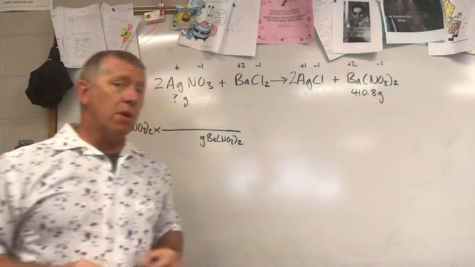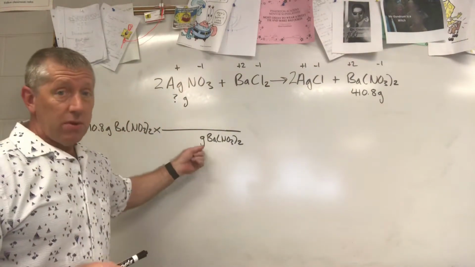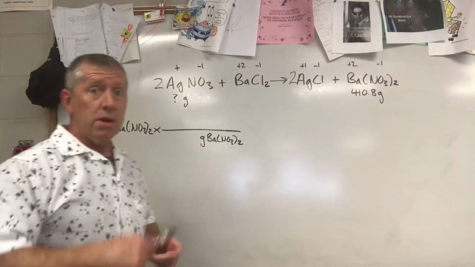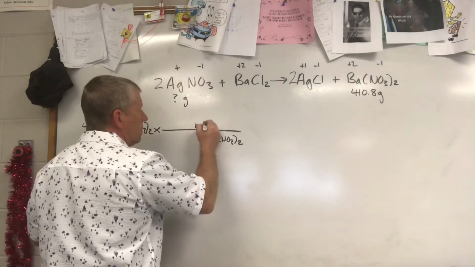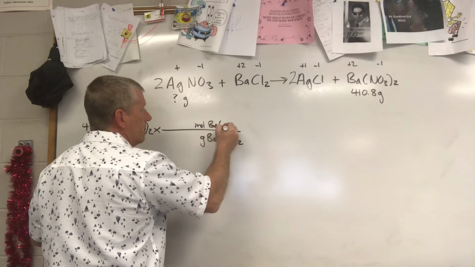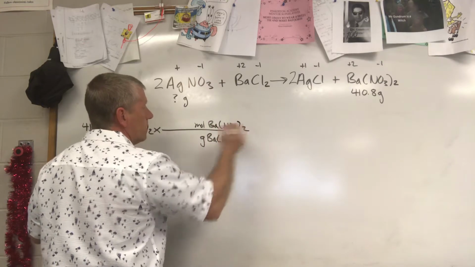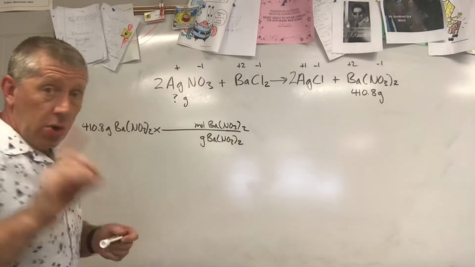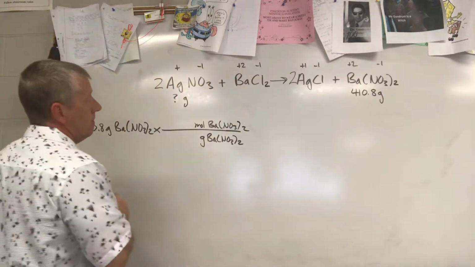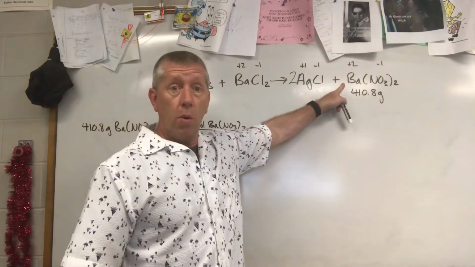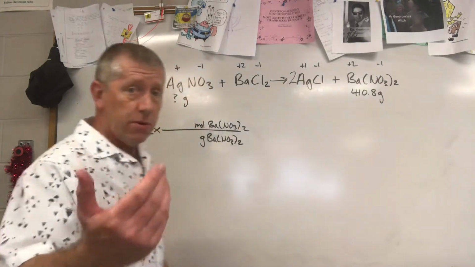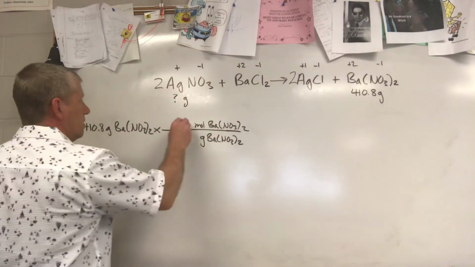So what do you have to go to if you have grams? You have to go to moles. It's your only choice. Remember, Chicago. So moles of the barium nitrate goes on top. One goes next to the mole here. That's because up here there's a 1 in front of the barium nitrate. No, no. When you go mole to grams, it's always a 1.